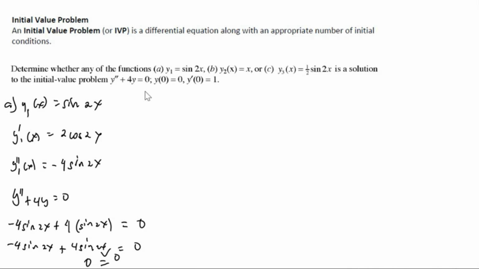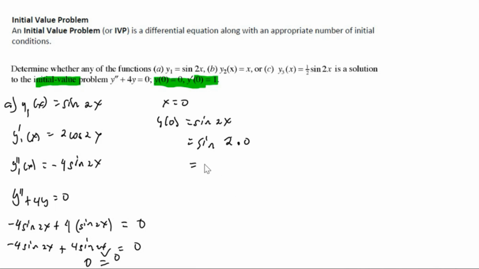Now we are going to use the initial value condition, wherein y of 0 is equal to 0 and y prime of 0 is equal to 1. So when x is equal to 0, y of 0 is equal to sine 2x. Replace x by 0. So we have sine of 2 times 0, which is equal to sine 0. Then the value of sine 0 is equal to 0. That's why sine of 0 is equal to 0.